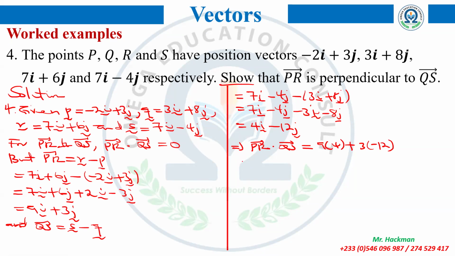So that gives us 36 minus 36, am I right? Which gives us 0. So you draw your conclusion. Therefore, the vector PR is perpendicular to the vector QS. Don't forget your 'as required'. Very important. All correct?